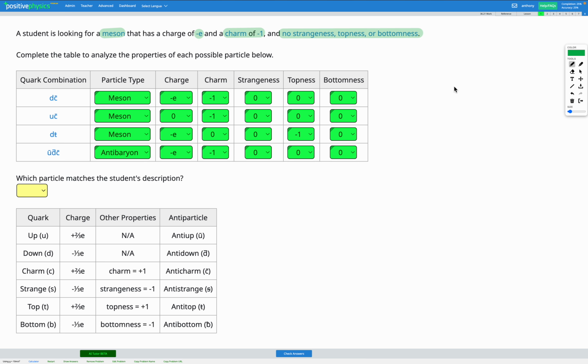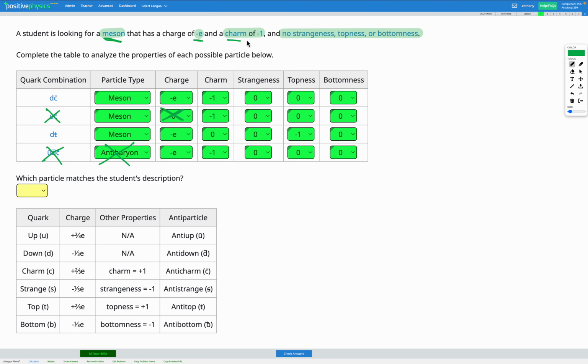So finally, let's figure out which of these particles is the one we're looking for. We're told we're looking for a meson. So it's not going to be that last row that was an anti-baryon. Next, we're looking for something with a charge of -e. So it's not going to be that second row there because that had a charge of 0, but it could be any of the others. So far we've still got rows 1 and 3 as possible options.